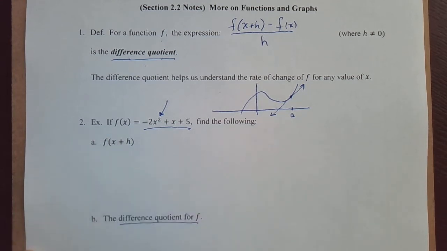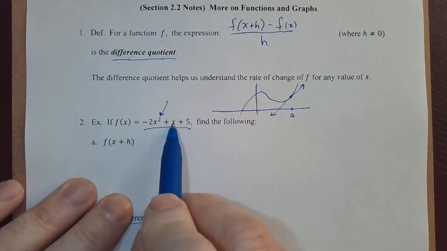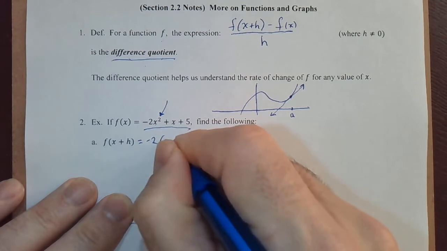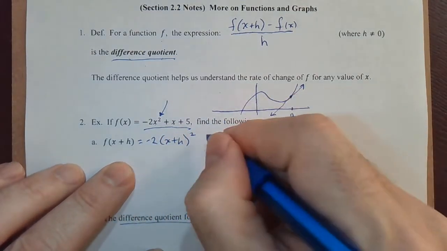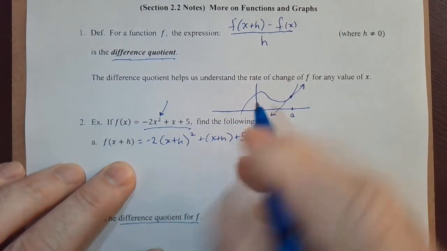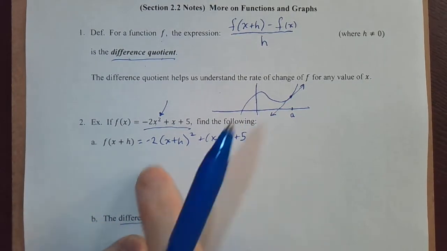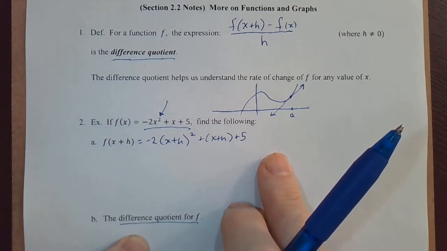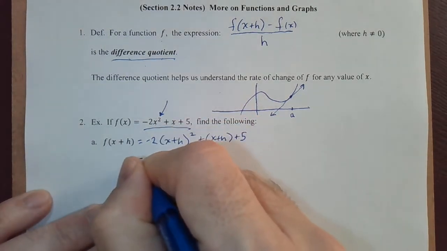Let's figure out f of x plus h. Well, here's f. So when I replace x here, here, and here with x plus h, I get minus 2 times x plus h squared, and x plus h is in parentheses, plus x plus h plus 5. Now let's go ahead and simplify it here, and it'll make our lives a little bit easier down here. So just multiply it out and combine like terms, although probably we won't have very many like terms to combine, but let's figure that out.